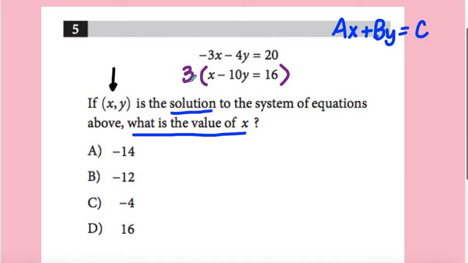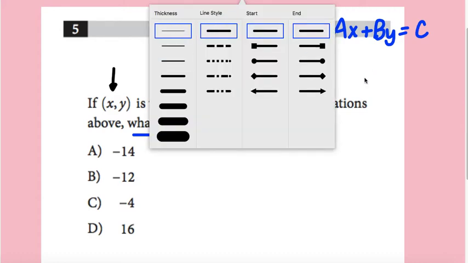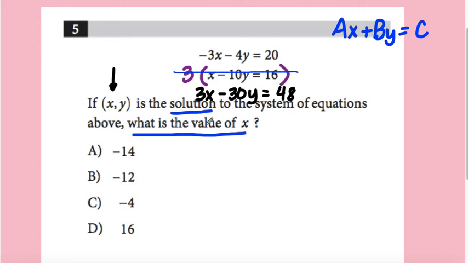I'm going to do that because I want to make the x's have the same coefficient but opposite signs. I'm going to write the revised equation right under it. So 3x minus 30y equals 48. I'm actually going to just put a thin line through that so it doesn't get in my way. And then I'm going to add the equations together, and that's going to eliminate x.